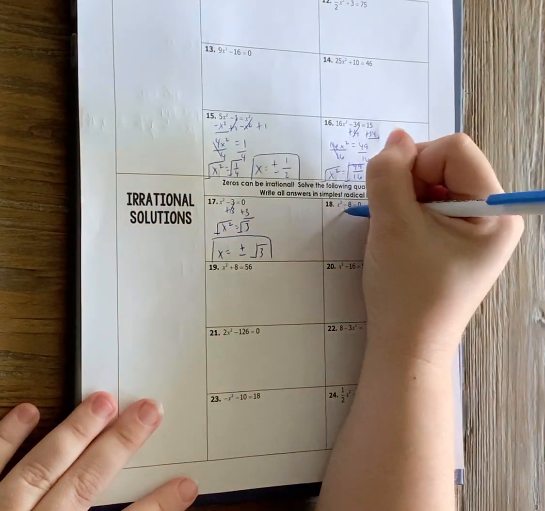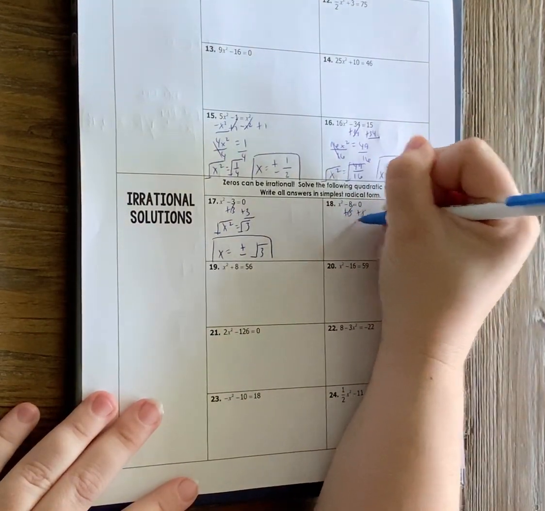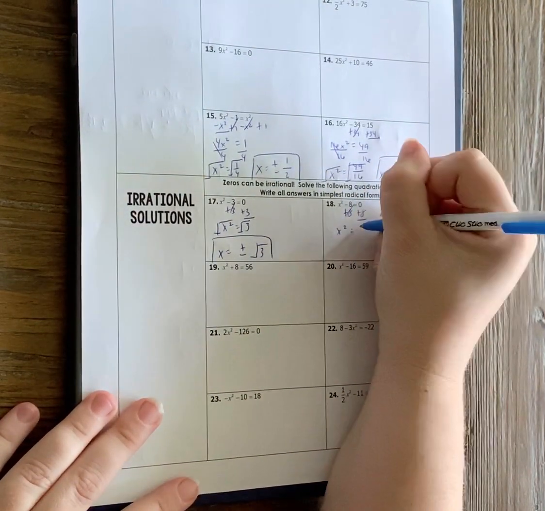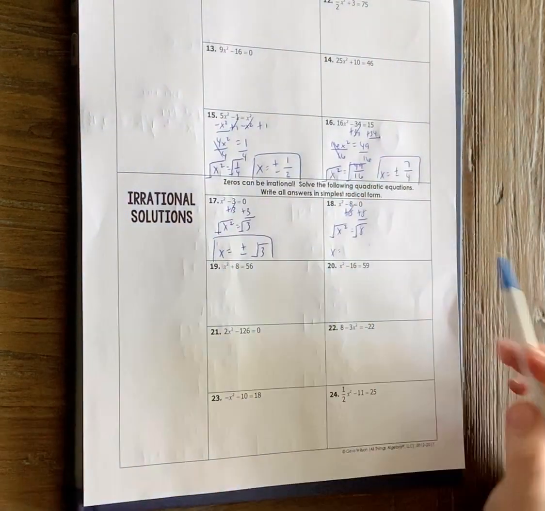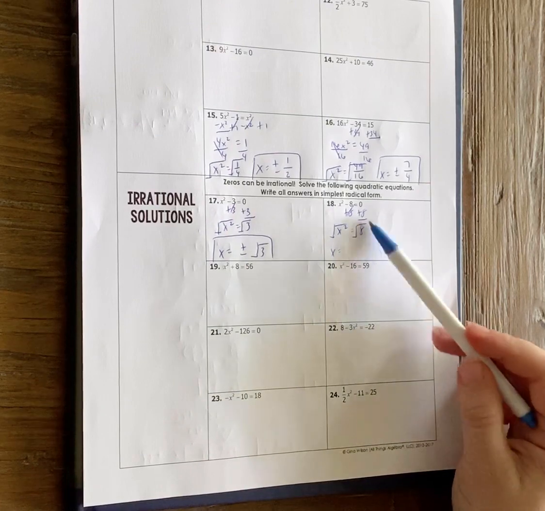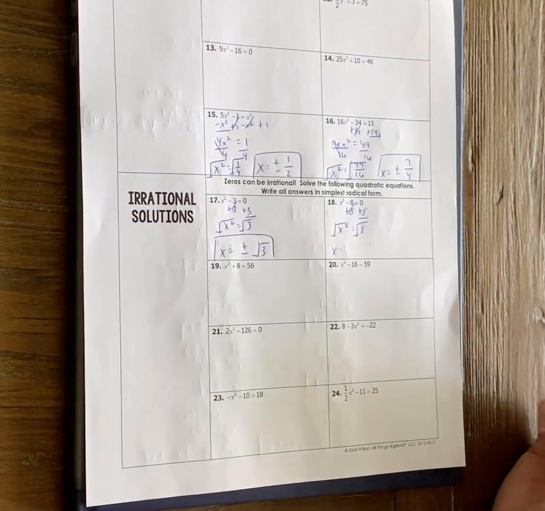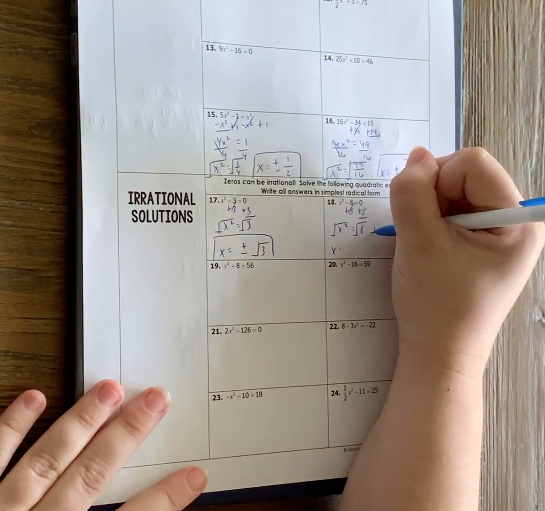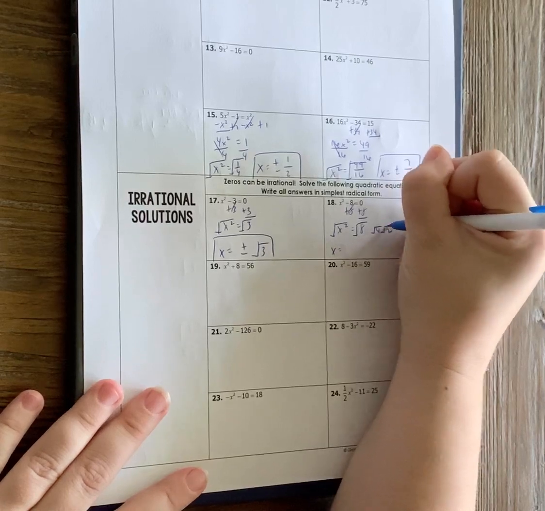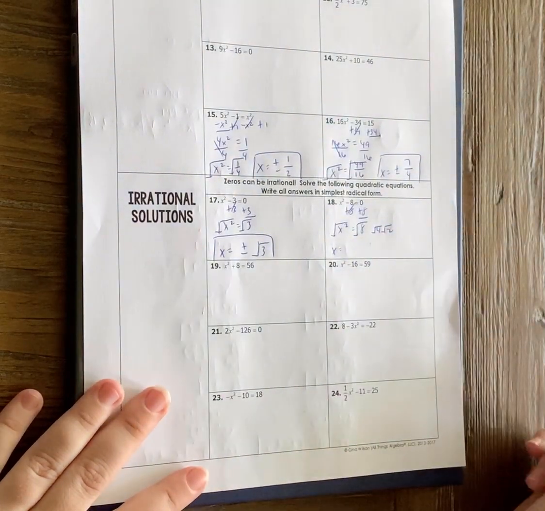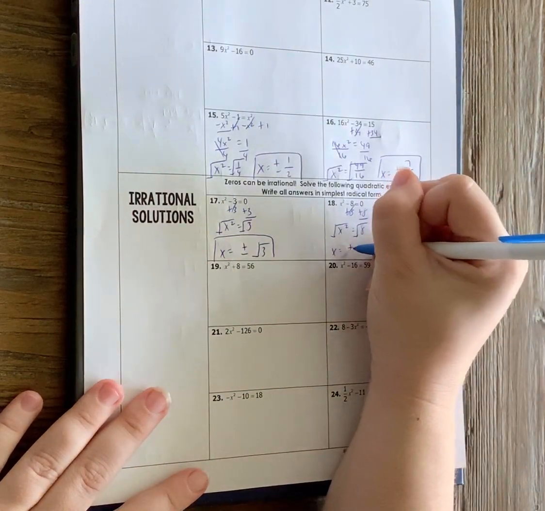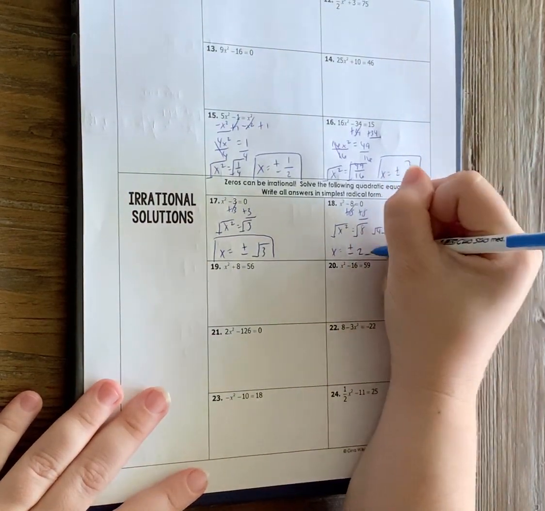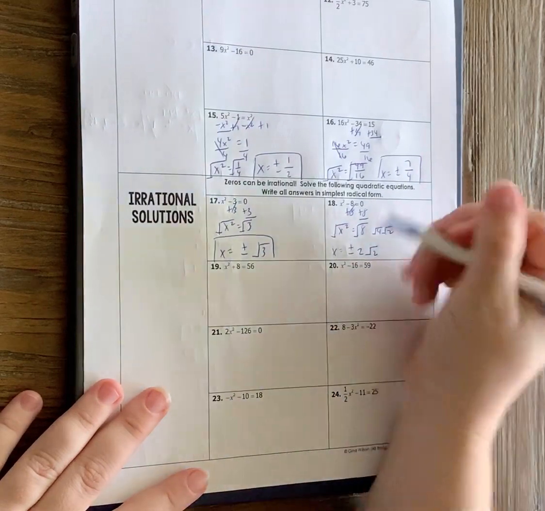On 18, you want to add 8 over. X squared equals 8. Take the square root. Okay, on this one, the largest perfect square that goes into 8 evenly is 4. So that breaks down into 4 and 2, because 4 times 2 is 8. The square root of 4 is 2. So you say x equals plus or minus 2, square root of 2 is your answer.